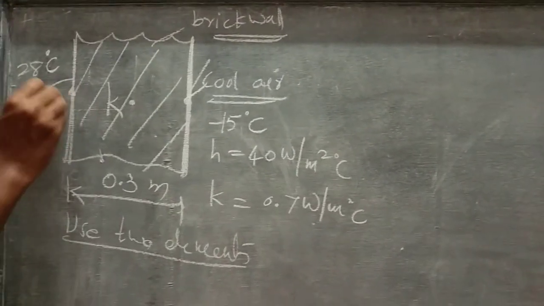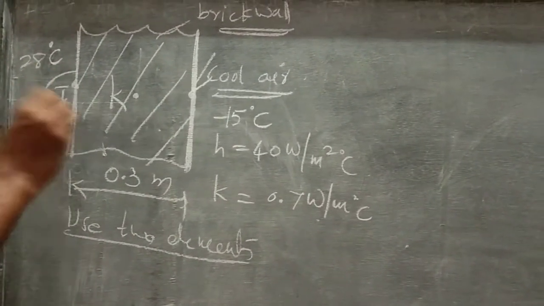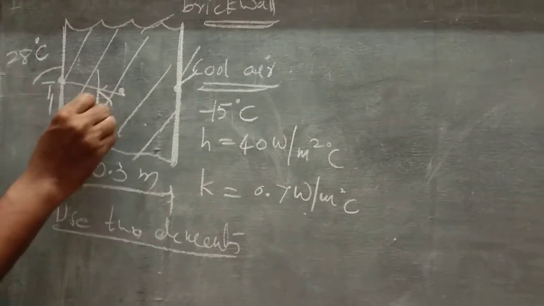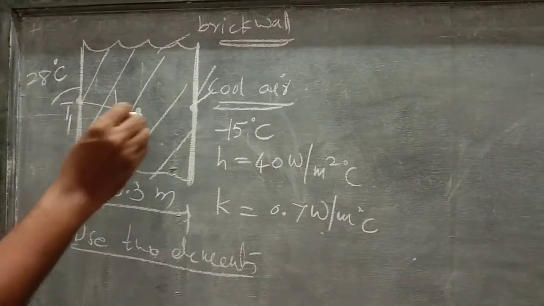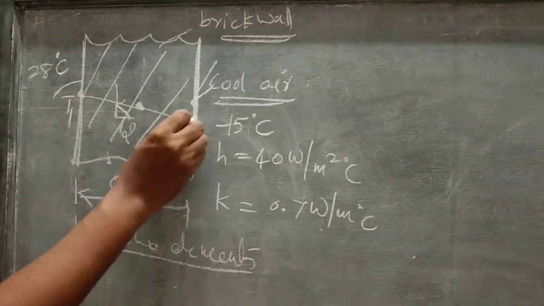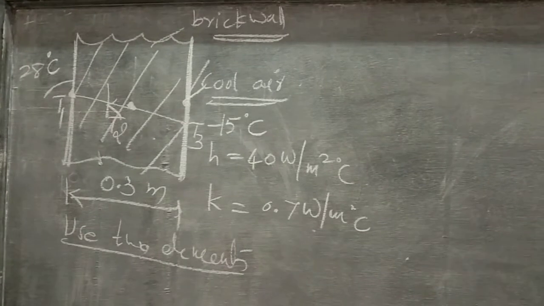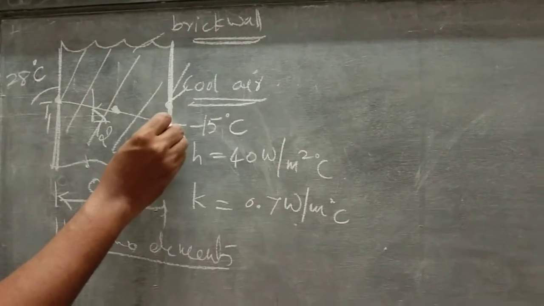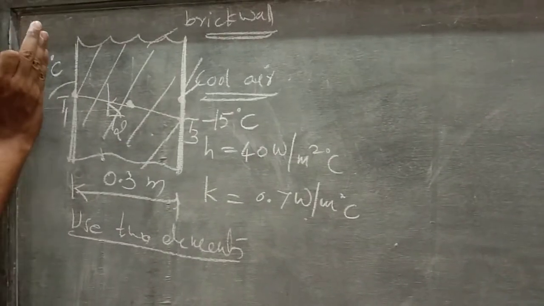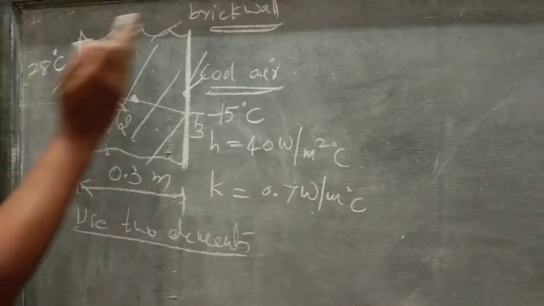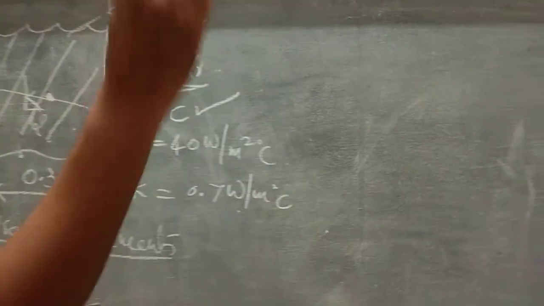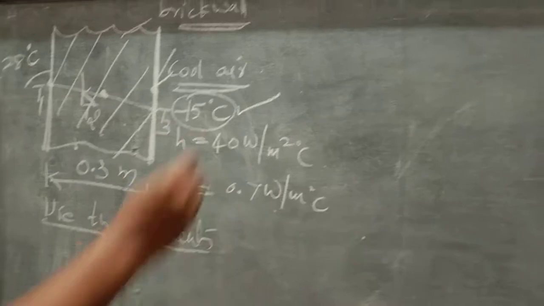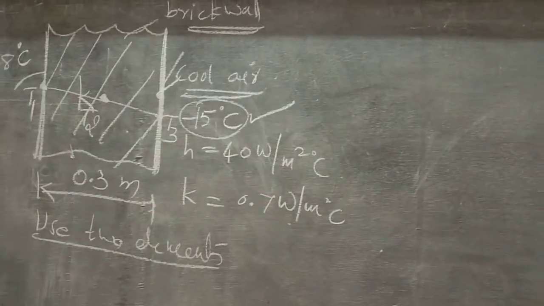That means the inside wall temperature, let us take this as T1, is 28 degrees Celsius, it is given, this is T2 at the center, and this is T3. Now T1 is given, T2 and T3 we will calculate. How the temperature 28 degrees Celsius is distributed through this brick wall up to minus 15 degrees Celsius, where the outside surface is exposed to cool air at minus 15 degrees Celsius.